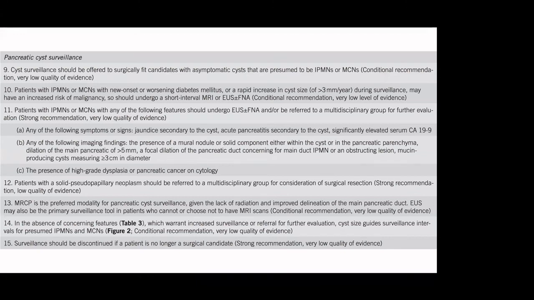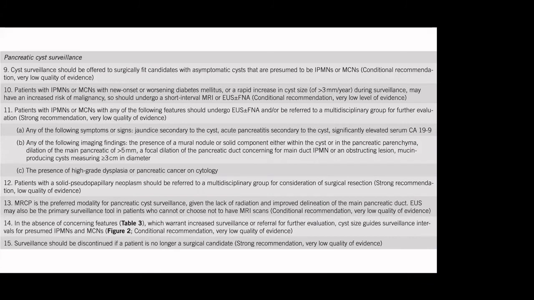Peace be upon you. Actually, this is a very hot topic in the exams and in daily practice. Pancreatic lesions are very commonly one of the questions you may face in the exam.